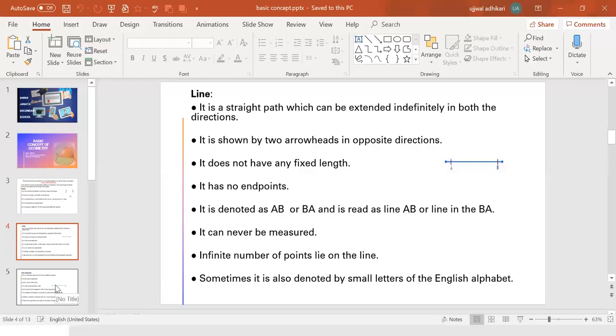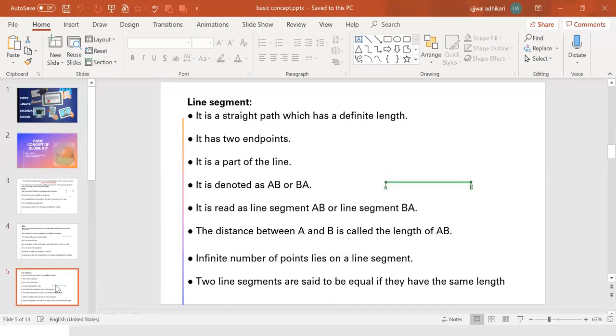We already discussed the point and line. Next one, line segment. What is the difference between line and line segment? It is the most crucial thing. A line segment is a straight path which has a definite length. Before, for the line, what did we say? Only the straight path which may extend in both directions. But in the case of a line segment, obviously it is a straight path, but it has a definite length, or it is segmented.